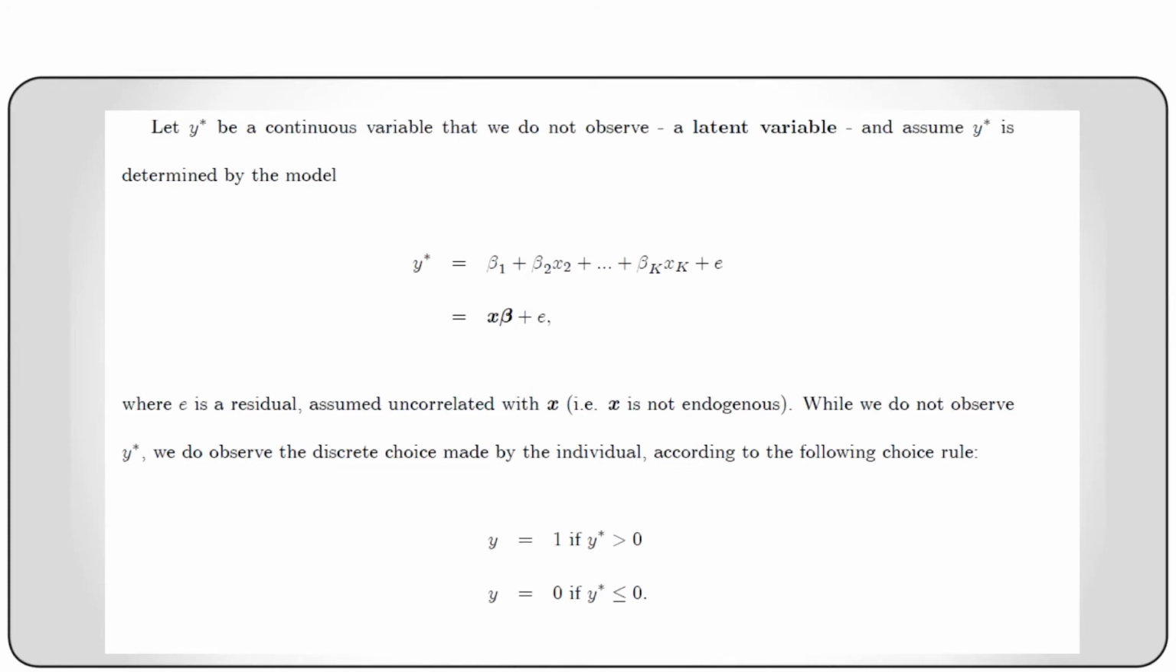Now, if I assume that epsilon has the CDF G and that G is symmetric, it can be shown that this will lead to the model which I had on my earlier slide, which is that probability y equal to 1 given x is equal to g of x prime beta. So the motivation for g comes from the fact that we have assumed that epsilon has the CDF G. Now, what in any particular application is the interpretation of x prime beta, y star, and g?